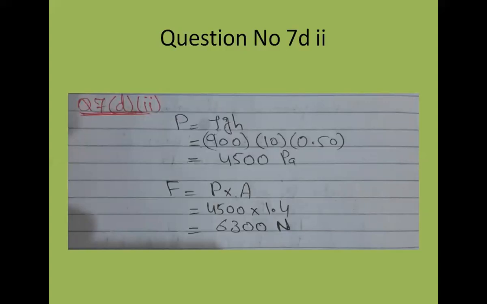And I can calculate the force due to this pressure. The force will be equal to the pressure times area. So you will have 4,500 times 1.4. It will give you 6,300 Newton. So the new extra force acting on the piston number 2 is 6,300 Newton.